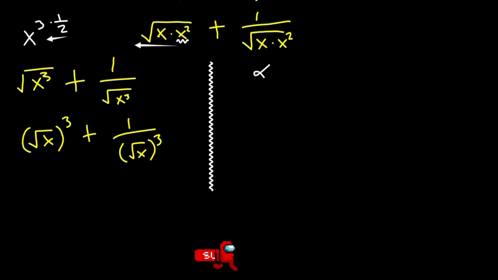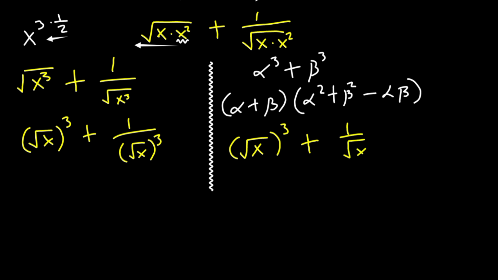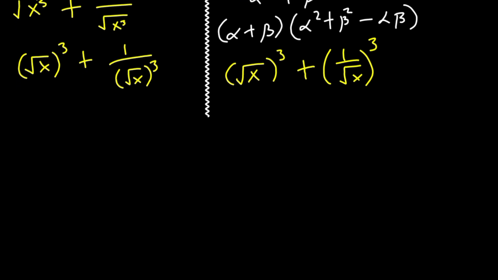Here we can go ahead to use the identity of alpha cube plus beta cube, and we know that that gives us alpha plus beta multiplied by alpha squared plus beta squared minus alpha beta. So we'll be using exactly that to factorize our cubic expression, plus we can write this one as 1 over root x all to the power of 3. And now here root x represents alpha and 1 over root x represents beta.